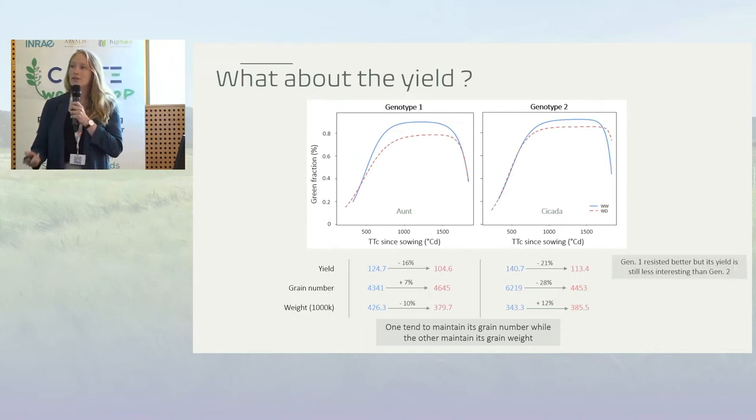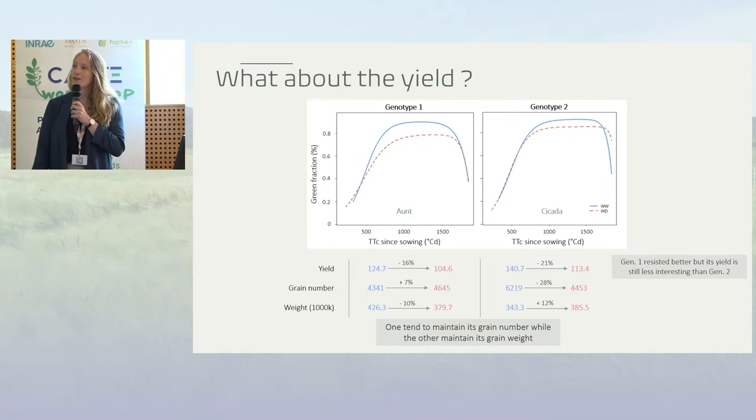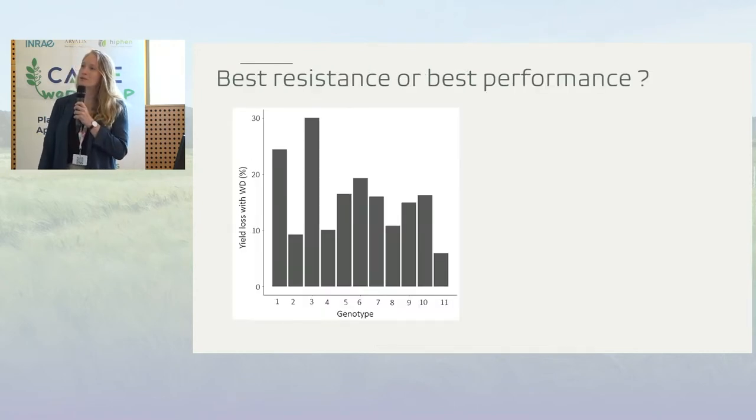But if we look at the yield, the first one, genotype one, is apparently losing less yield than the other one. But if we look at the raw yield, the second one is still more interesting for the farmers. So we have to make a difference between the yield loss and the yield that the farmers will sell. So yeah, we can't talk about a loss without talking about the potential. And this is what I wanted to highlight here.